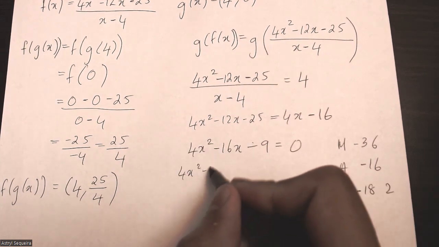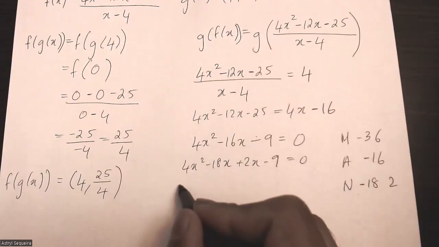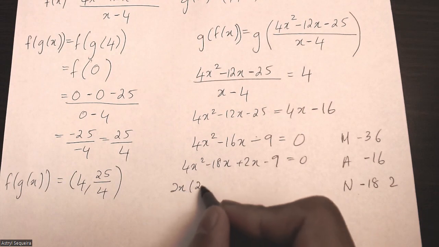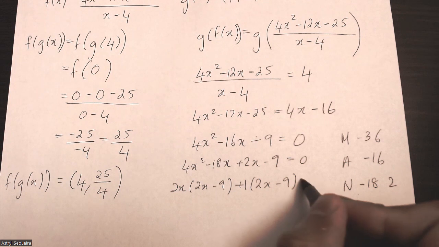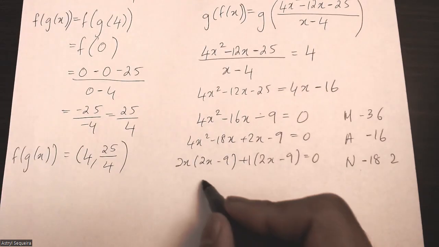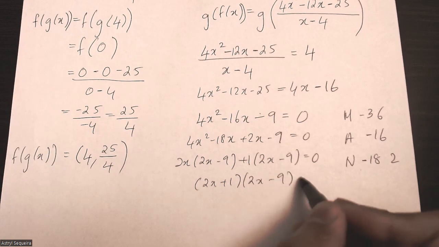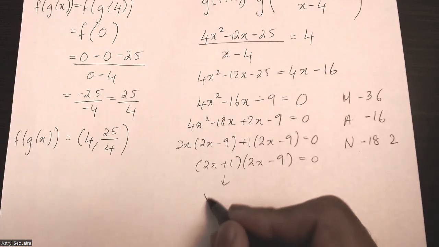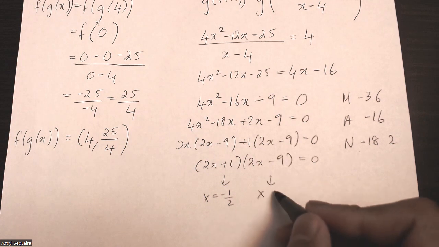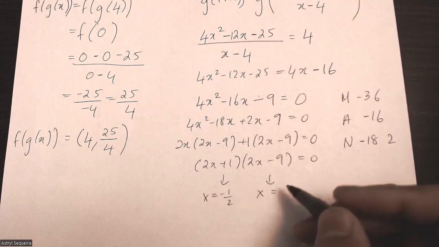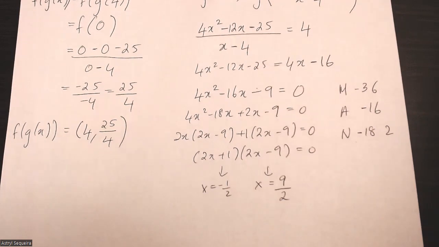So I have 4x squared minus 18x plus 2x minus 9 equals 0. Common factor here is 2x, 2x minus 9. Common factor here is 1. So 2x plus 1, 2x minus 9 equals 0. So here my solution is x equals negative 1 over 2. And here my solution is x equals positive 9 over 2.